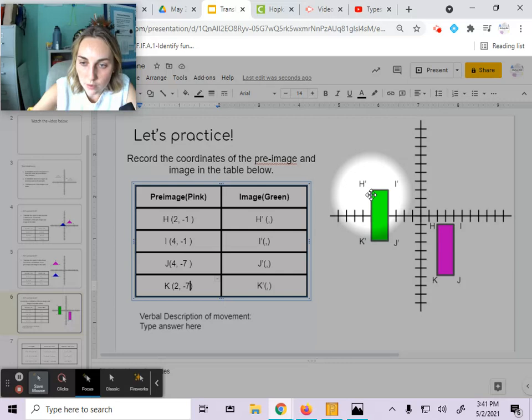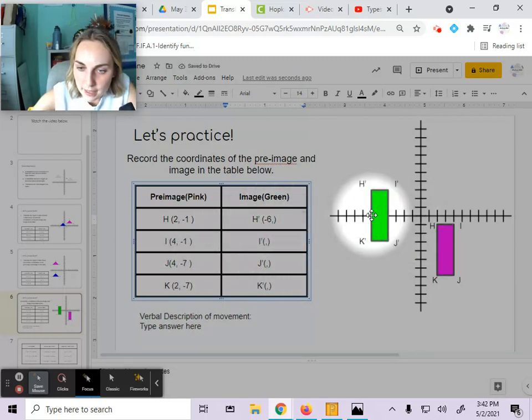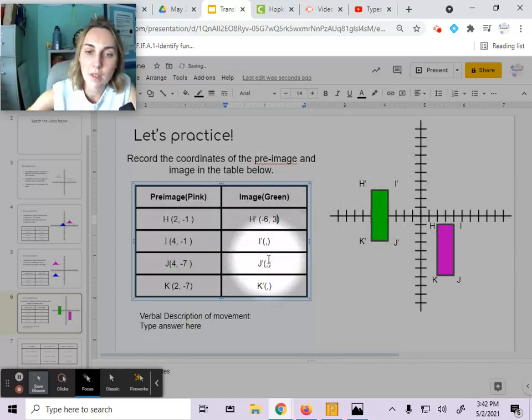1, 2, 3, 4. Sorry, I have a hard time seeing. Then we move 4 units up. So the ordered pair right here is at -1, 2, 3, 4, 5, 6, it's at -6. And then on the y-axis, it is at 1, 2, 3. It's at +3. All right.